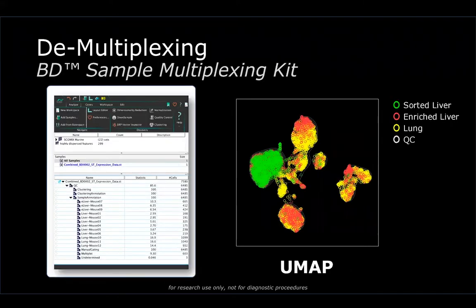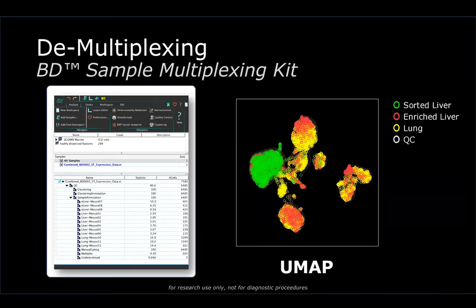Because this data is coming from multiple different tissues, we can actually separate out the sorted liver, the enriched liver, and the lung. The lung is meant in this example to be essentially a biological control, because lung is going to contain many more cell subsets than the liver. We want to see basically whether or not the sort comes up with a pure set of cells from the liver, or how that compares with just simple enrichment and enzymatic digestion versus lung.